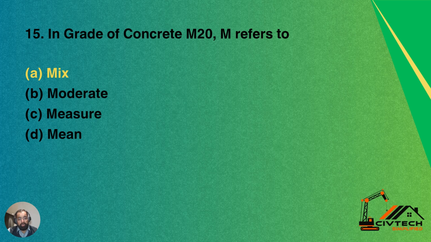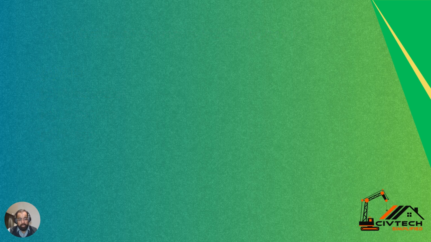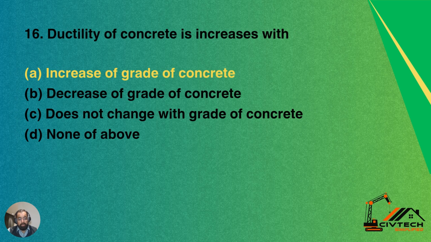Question 15. In grade of concrete M20, what is meant by M? Option A is mix, option B is moderate, option C is Meyer, option D is mean. So in grade of concrete M20, M refers to mix. Option A is the correct answer.